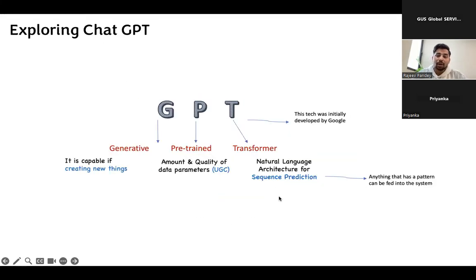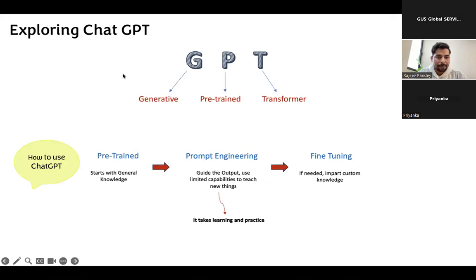So what a transformer does is largely sequence prediction, right? When you say write an email for me, it immediately creates an email because it understands what the next word is going to be. It understands the pattern based on the information given to it, and then it gives you an output, right? And how do you use ChatGPT?